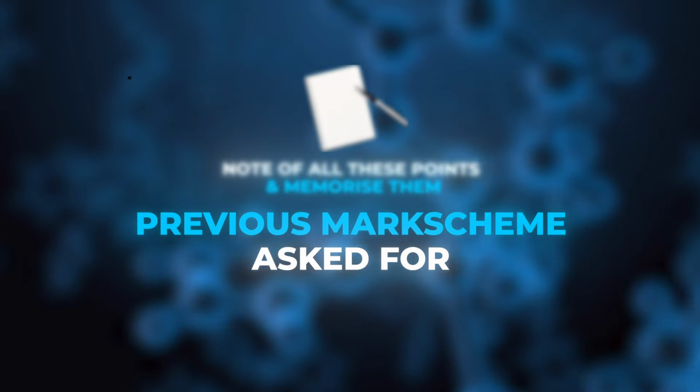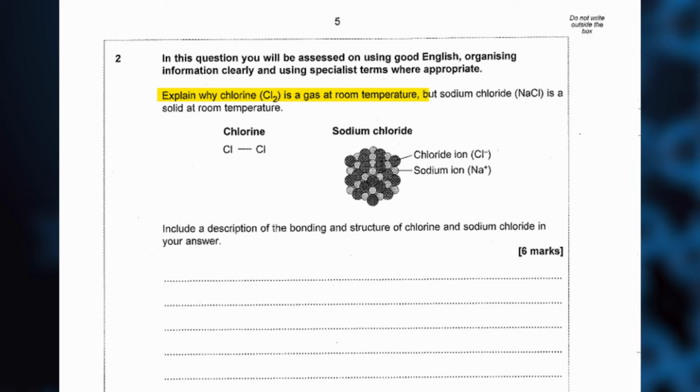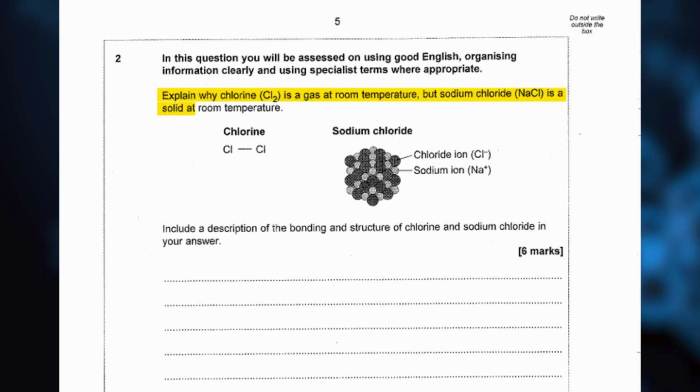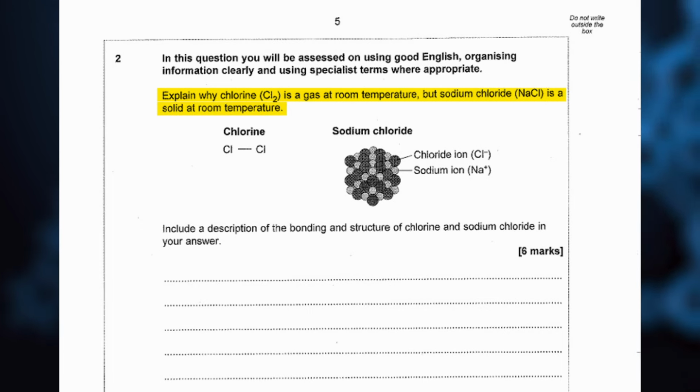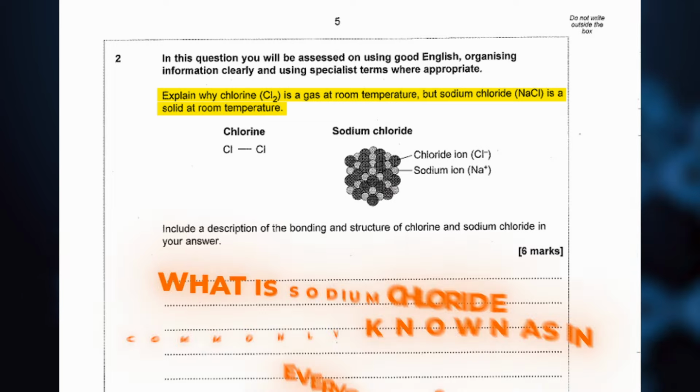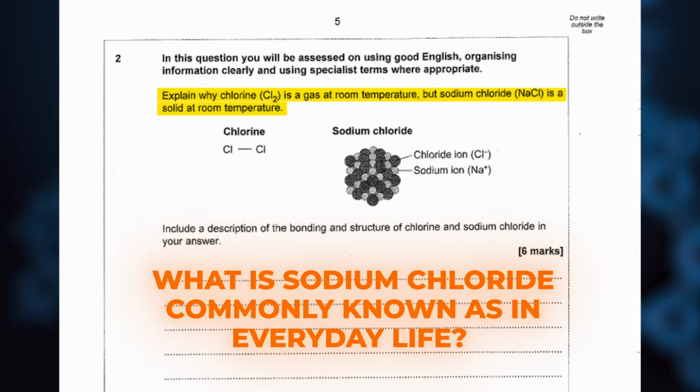The next question we're going to go through reads, explain why chlorine is a gas at room temperature, but sodium chloride is a solid at room temperature. Now I'm going to ask you all a question and I want you to put this in the comments. What is sodium chloride commonly known as in everyday life?